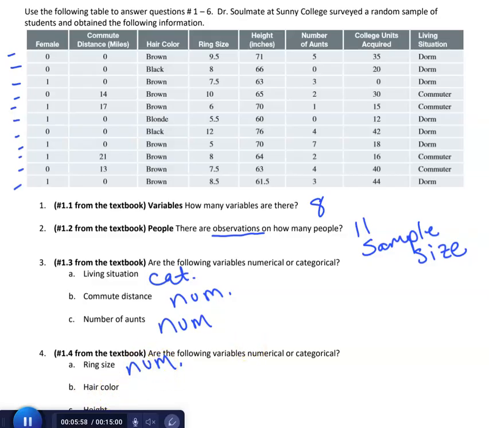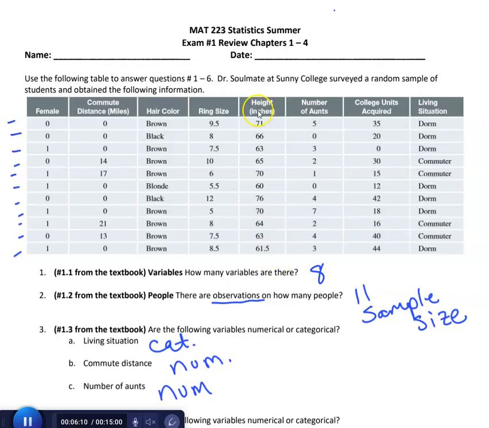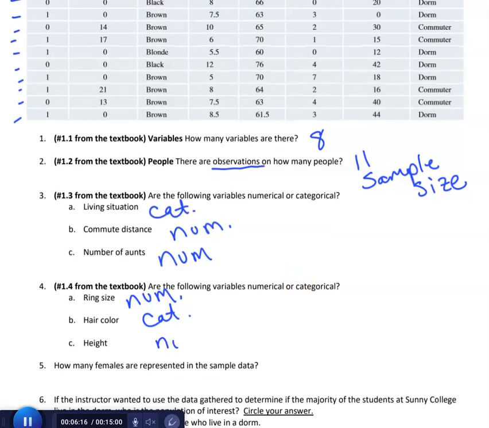Hair color though. In this case, they had black, brown, or blonde. Those are classifications or descriptions. So that certainly is categorical. And then height would be an average of height. I could figure that out. There's a range of numbers people could give me for their heights. So I would certainly say that that is numerical.